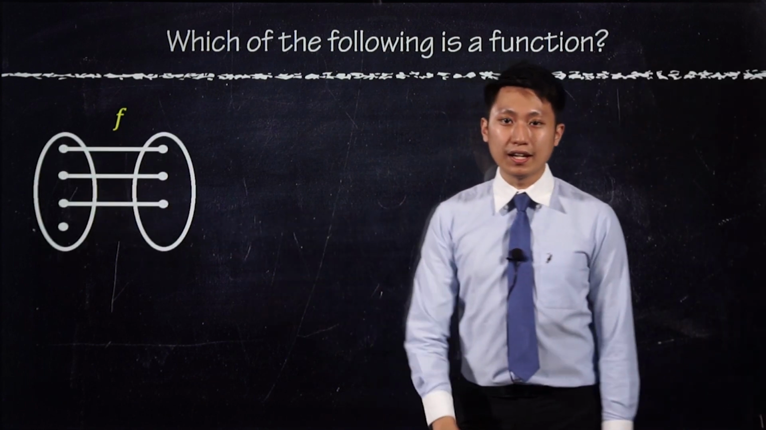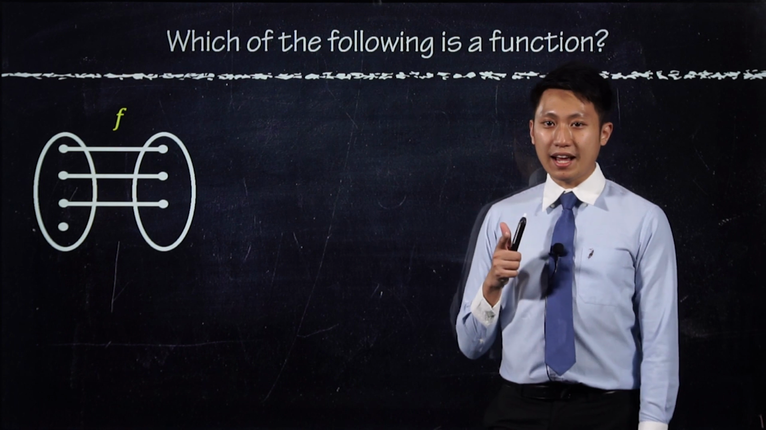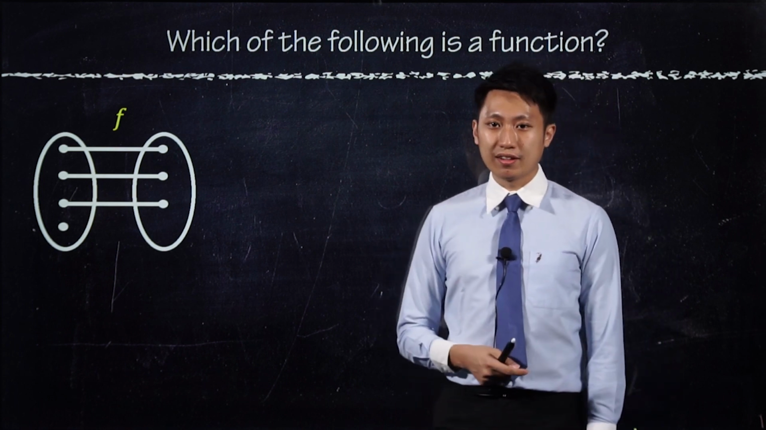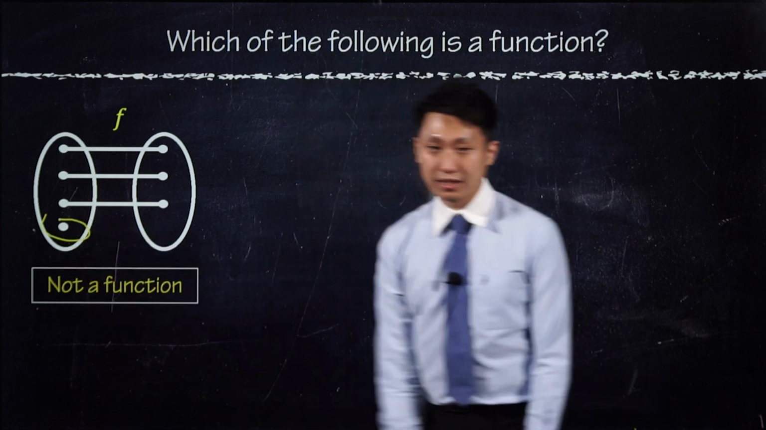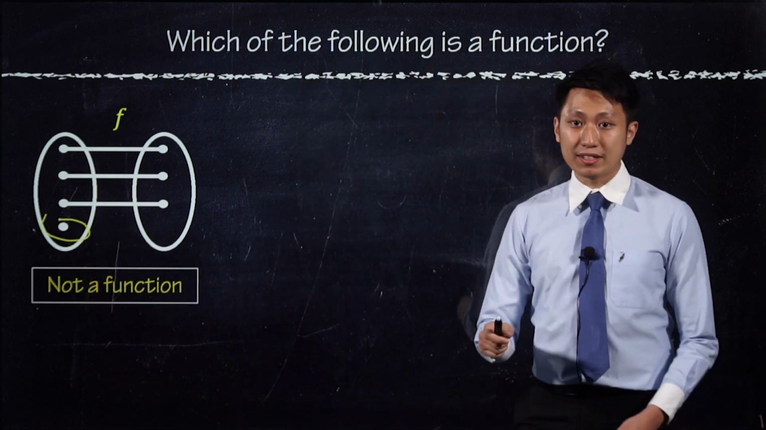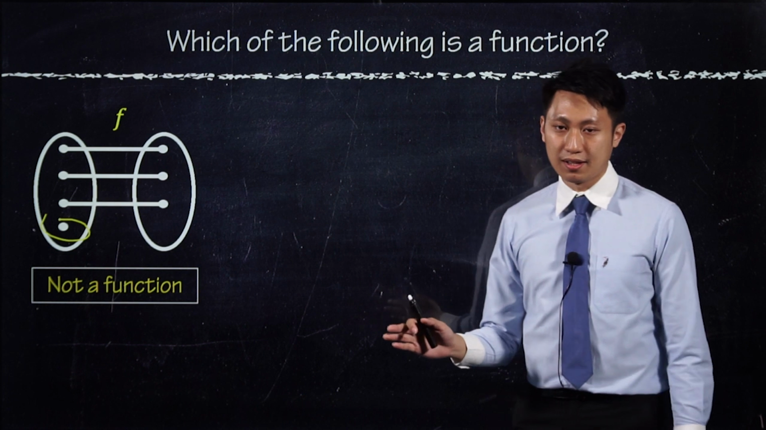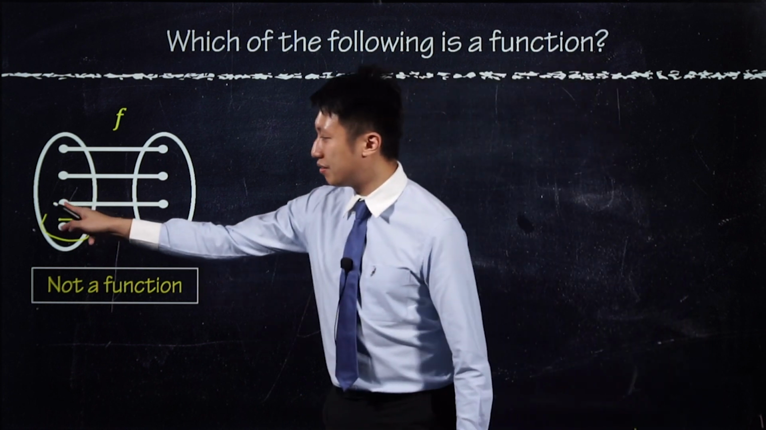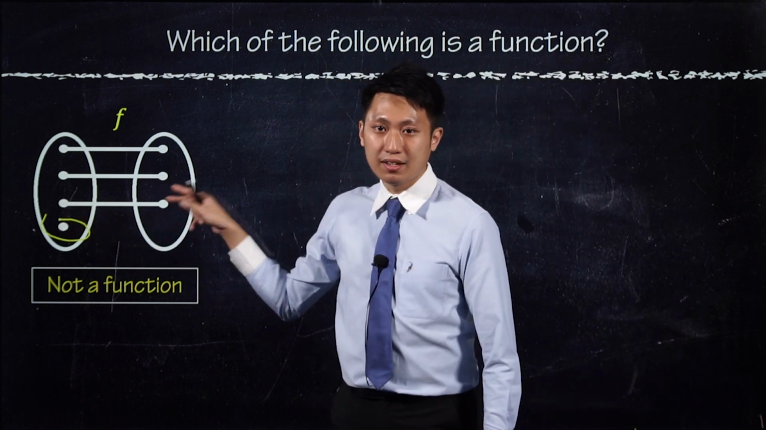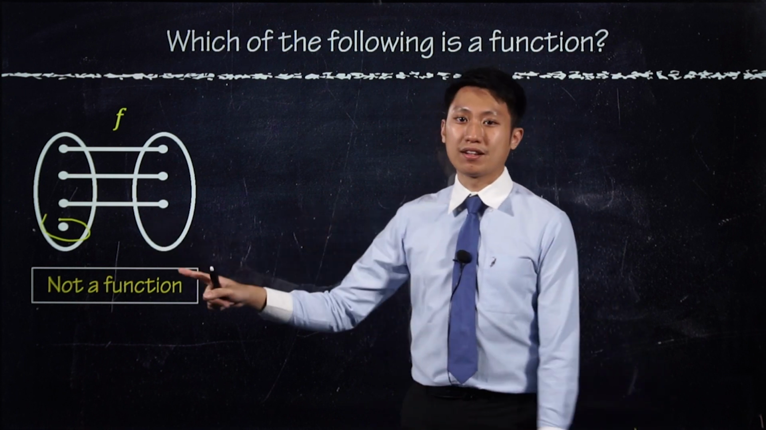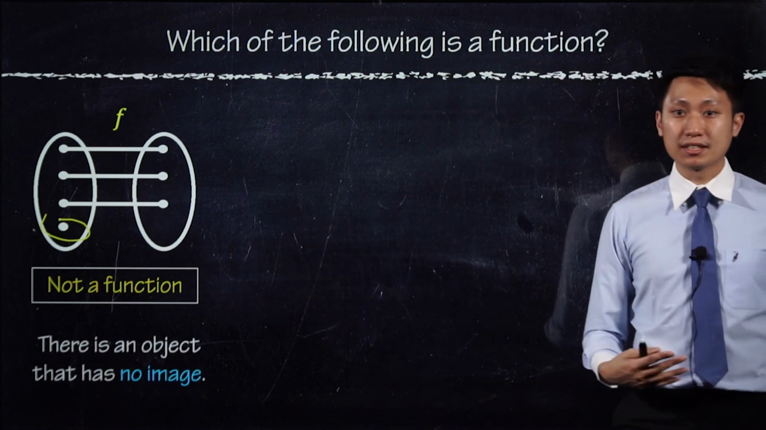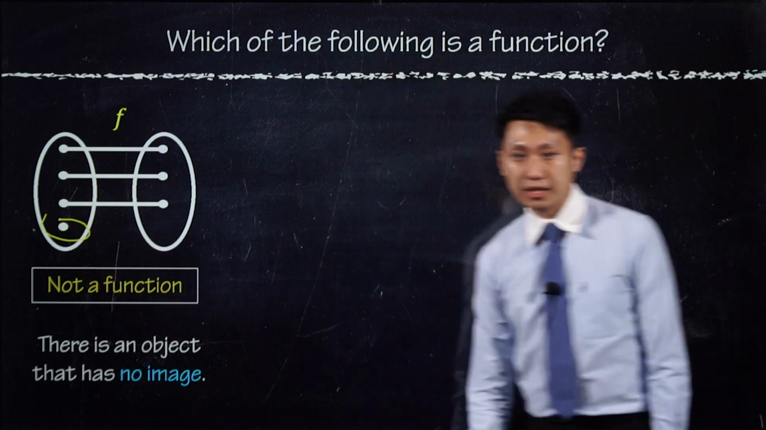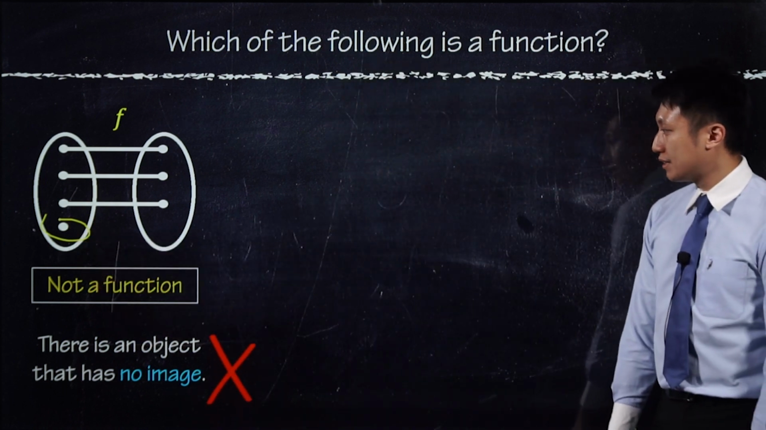Is this a function? You take a gun and you have one bullet, and it doesn't shoot out. No, it's not a function, because you have this thing over here, and it's not allowed. Everything on the left hand side must be shot out to something. Even if both of those shoot the same thing, it's okay, but it must shoot out. So there is an object that has no image. This object has no image, so this is not a function.